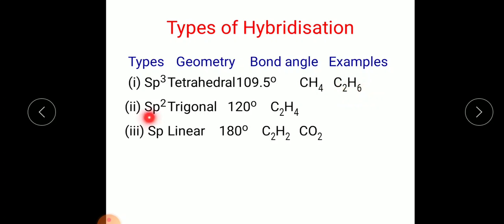Similarly, the second type is sp2 hybridization, where the geometry is trigonal planar and the bond angle is 120 degrees. An example is ethene, C2H4. The third type is sp hybridization, where you have one s and one p orbital. The geometry is linear and the bond angle is 180 degrees. Examples are acetylene, or ethyne, C2H2, and carbon dioxide. This is the general classification of hybridization, which we need to discuss one by one.